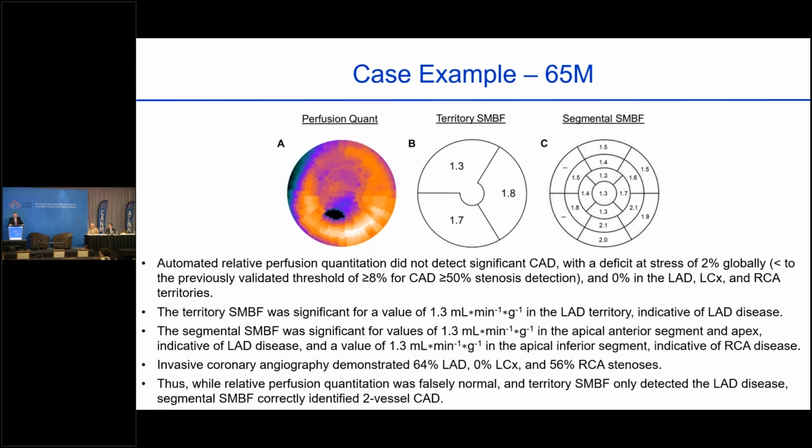and also diffusely decreased values in the inferior segments, with the lowest of 0.6 in the mid-inferior segment, indicative of RCA disease. And you have here his angiogram results, which demonstrated 59% LAD, 66% circumflex, and total occlusion of the right. So that's why I'll write relative perfusion quantitation and territory stress flow both identify 2-vessel CAD. Segmental stress flow correctly identified 3-vessel CAD.